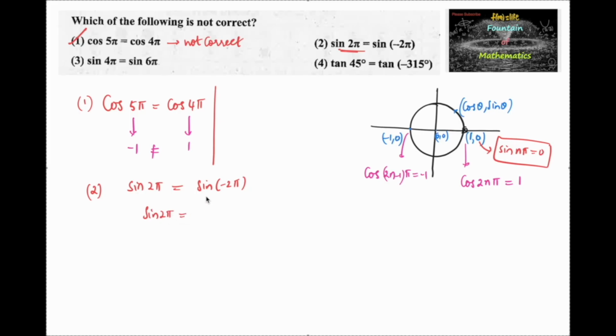sin 2 pi is equal to sin of negative theta is minus sin 2 pi, but sin 2 pi value is 0 and here negative 0. So 0 is neither positive nor negative, so we can say this is 0, which is true. This is correct.